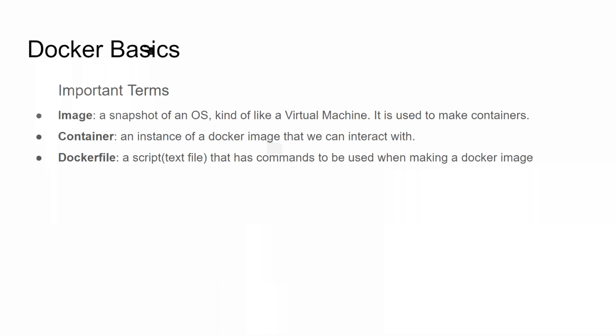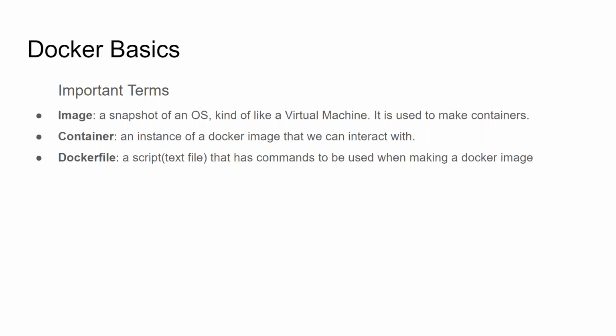So the basics of Docker. There are three very important concepts that you need to know when you use Docker. The first one is an image. The image is essentially a snapshot of an OS and an underlying file system. It's kind of like a virtual machine, and it's used to make containers. If you're familiar with Java, an image is kind of like a class, and you need to make an instance of a class before you can use it. That instance is basically what the container is.